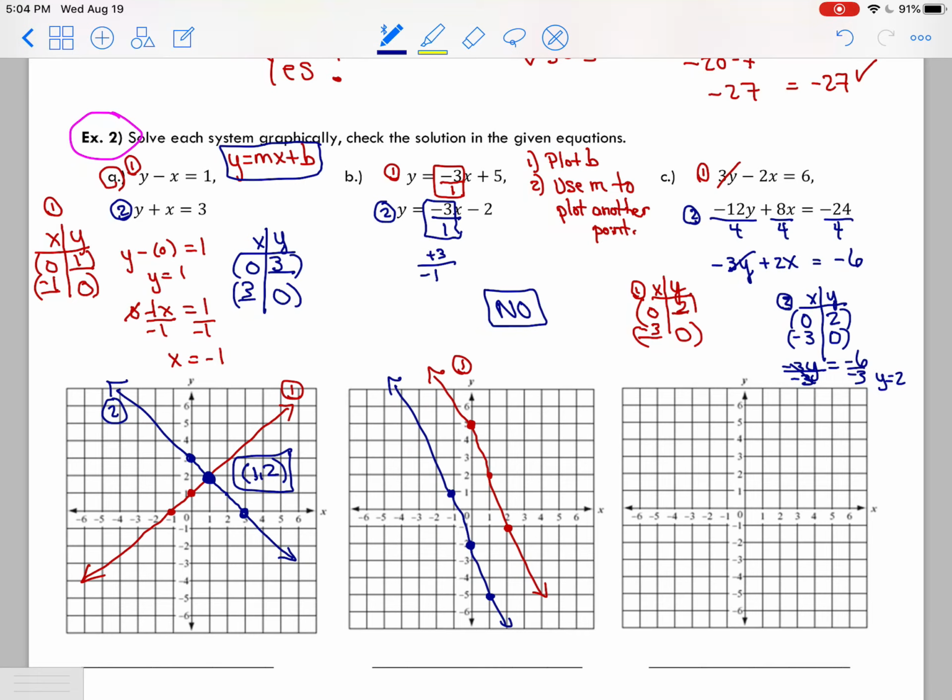So let's go ahead and plot these. We've got (0, 2) and (-3, 0). Okay, let's go ahead and, whoops, that was a really bad line. Sorry, guys.